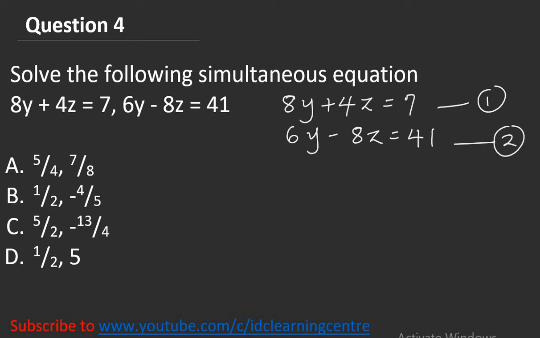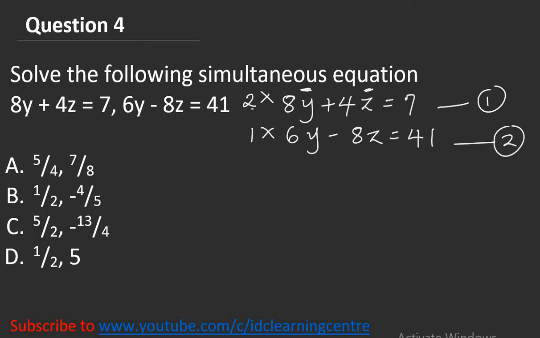Alright, we are going to use the elimination method to solve this simultaneous equation, which simply means we need to eliminate one of the variables. We have two variables here, the y and the z. It's easier to eliminate the z because the signs are not the same. We have plus and minus. But to eliminate the z, we must make the coefficients of z the same. One is 4, one is 8. For the coefficients to be the same, we need to multiply equation 1 by 2 and equation 2 by 1.